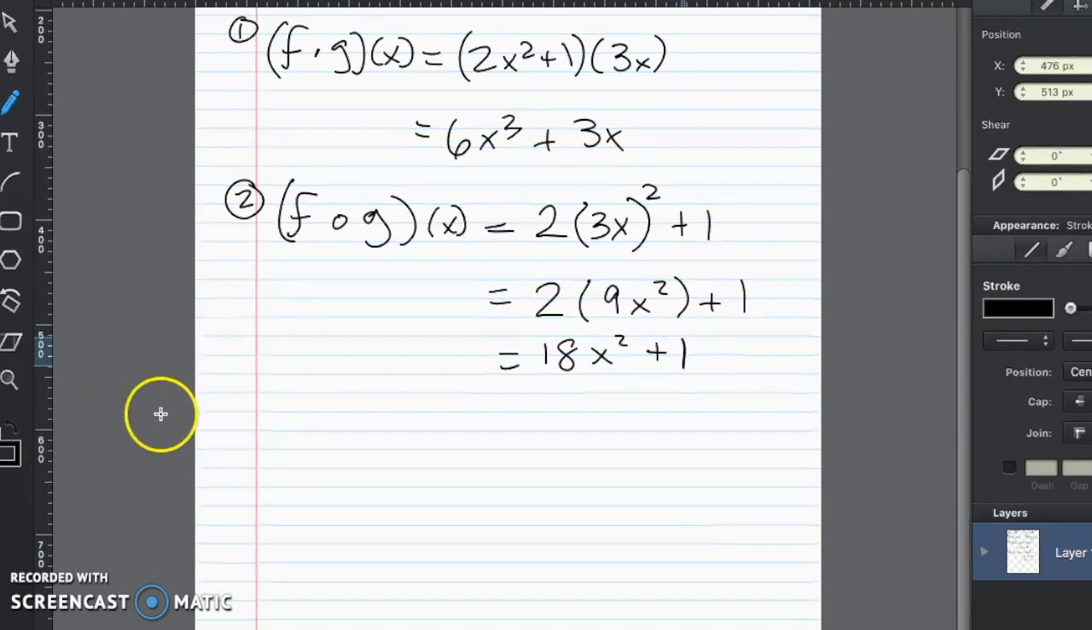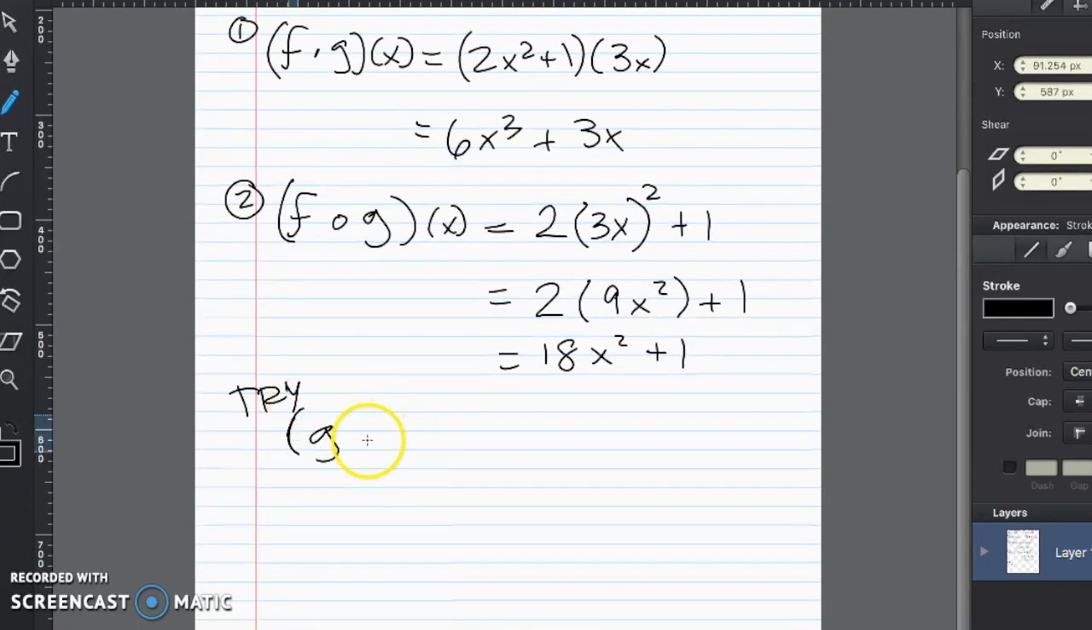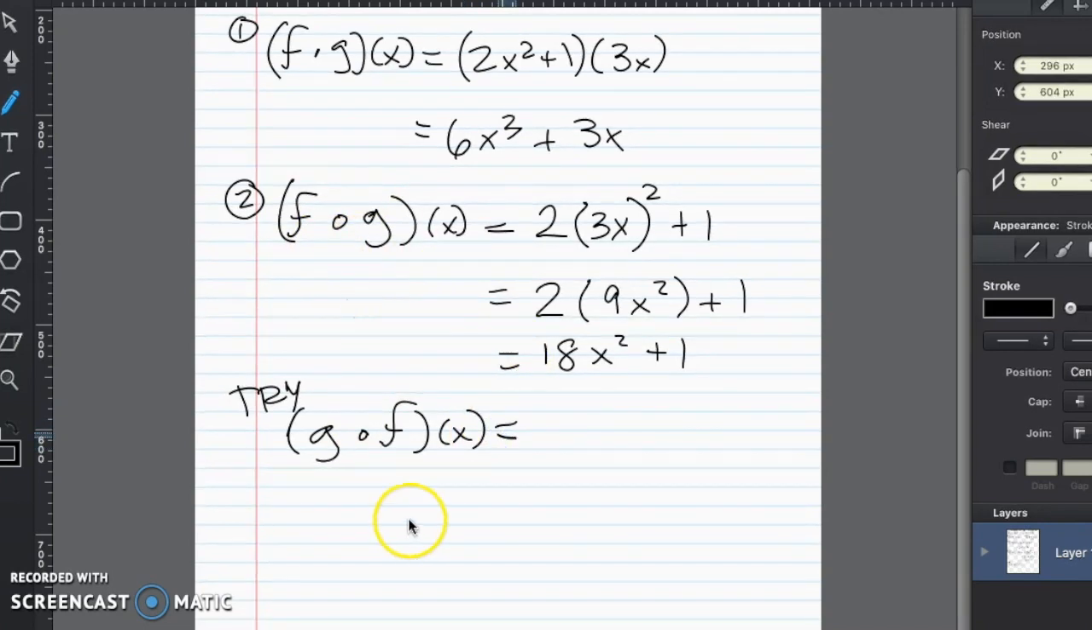What I want you to try, so we're going to try this out. Try g of f of x. So you're going to take g of x this time, and substitute in f of x wherever there used to be an x in g. That makes sense. But try it out. Again, look at my example up here, and I'm going to tell you right now, they shouldn't be the same.